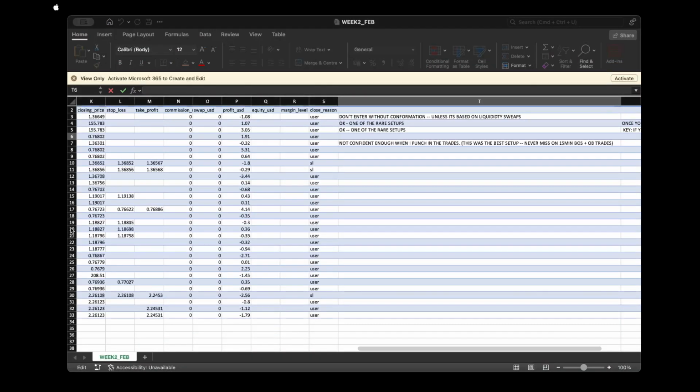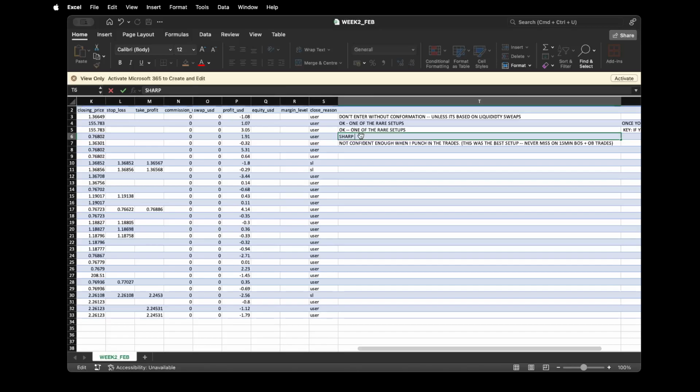We can consider this setup, but not a very great one. I would say it is a 6 or 6.5 out of 10 setup to trade. So this is a sharp entry into the OB, and trading a failure of order block. I will mark it as a 6 out of 10 setup.